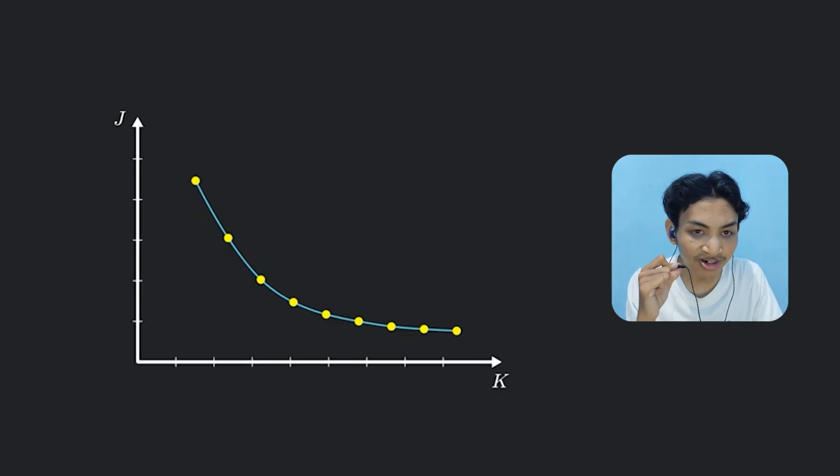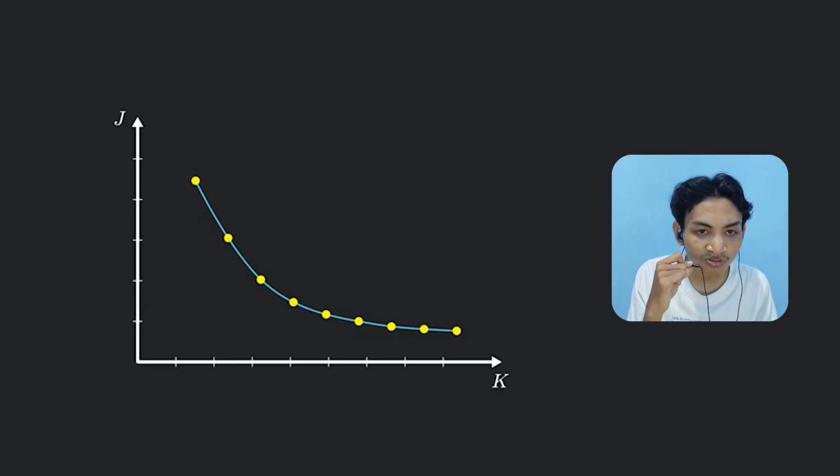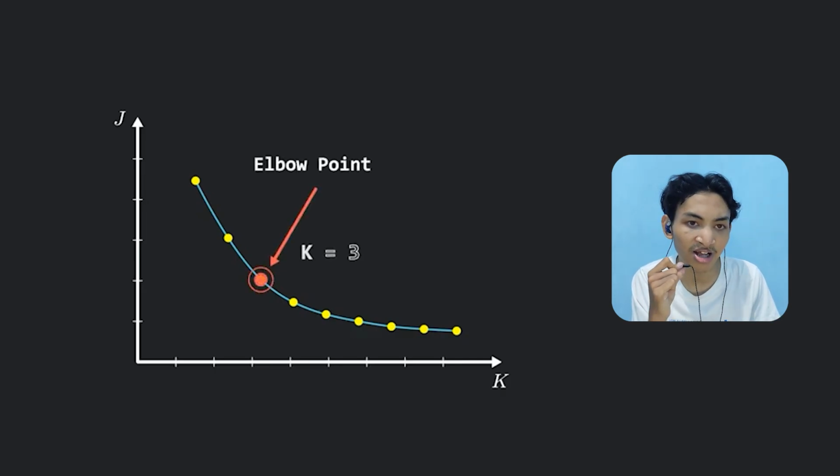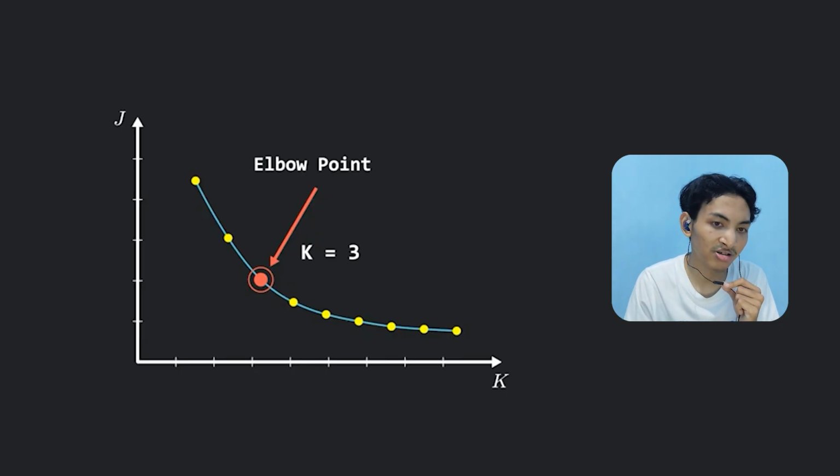Now we don't simply pick the k where the cost is the smallest because the cost always decreases as k increases. Instead, we look for the elbow point on the graph after which the cost is no longer reduced significantly, and the improvement becomes marginal. In this example, k equals 3 looks like a good choice. So, k equals 4 here is also acceptable.